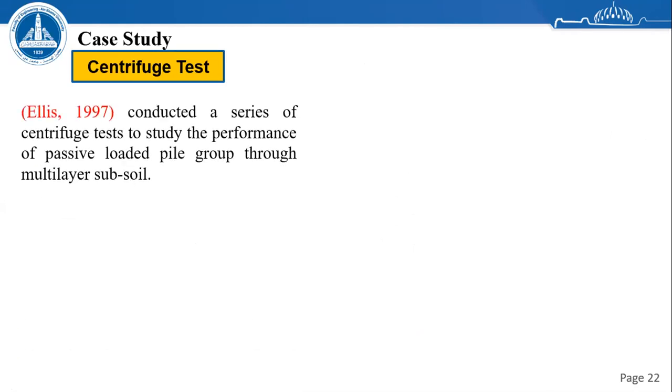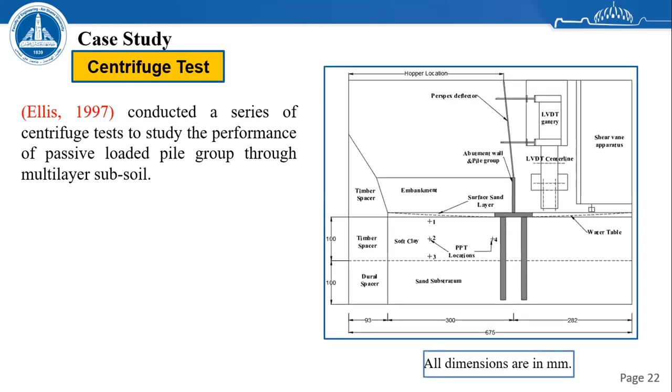The case study that we will talk about and make a numerical model of was conducted by Ellis in 1997. He conducted a series of centrifuge tests to study the performance of a passively loaded pile group through multi-layer subsoil. This was the general configuration of the centrifuge model conducted by Ellis in 1997. All the dimensions in this photo are in millimeters. This shows the reduced scale of the centrifuge model, one of the main advantages of centrifuge modeling.